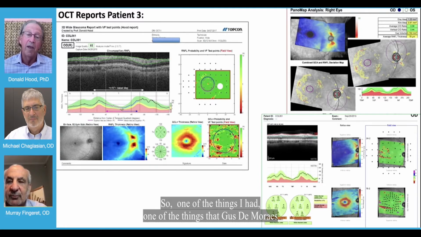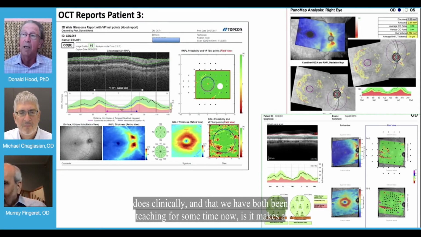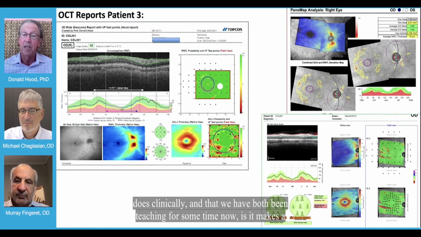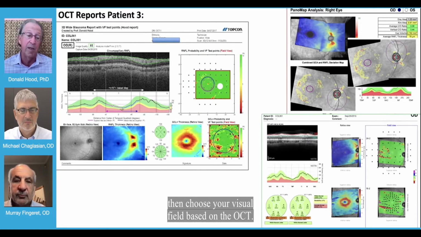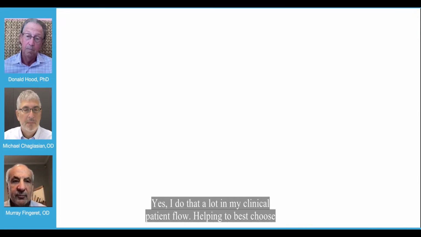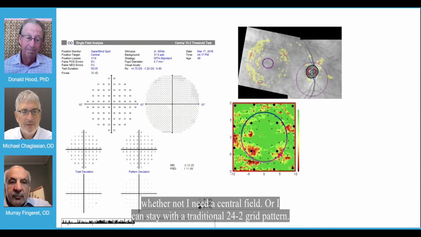So one of the things that Gusta Morris does clinically, and that we have both been teaching for some time now, is it makes a lot of sense to get an OCT if the workflow allows it before you do a visual field, and then choose your visual field based on the OCT. Yes, I do that a lot in my clinical patient flow, helping to best choose whether or not I need a central field or I can stay with a traditional 24-2 grid pattern.